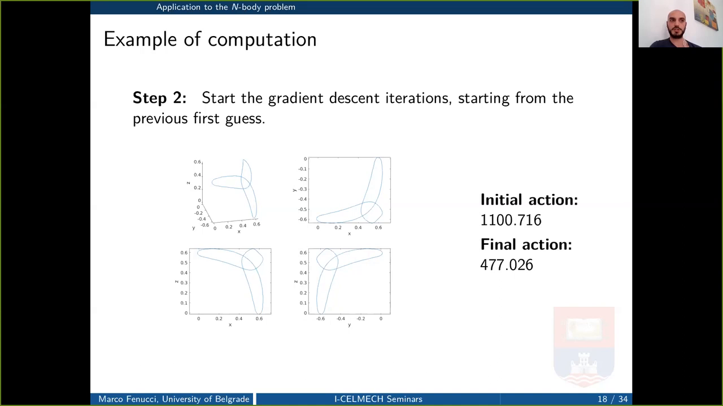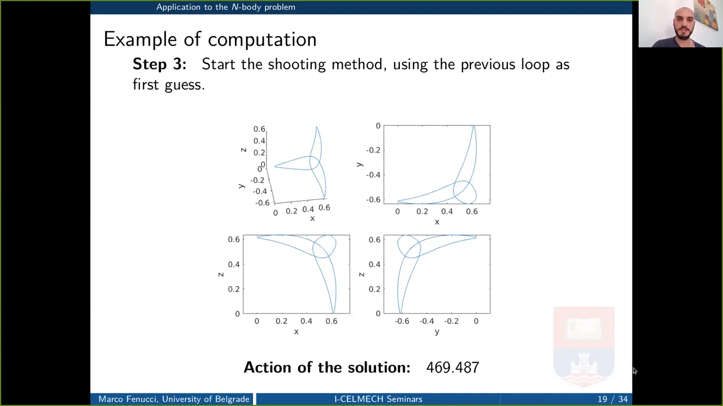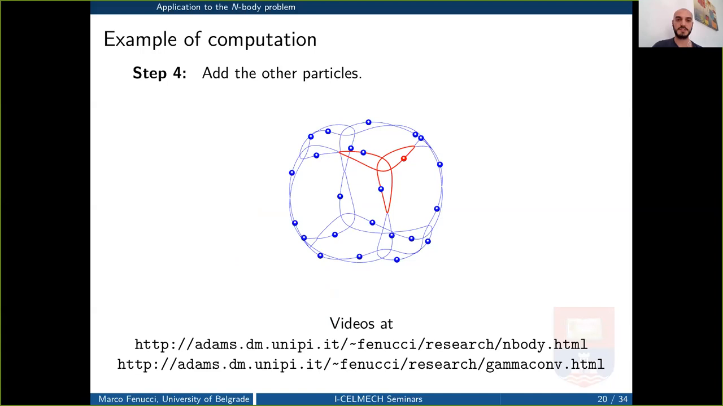So we use the shooting method. We take this loop as a first guess, apply the shooting method, and we find something like this. We can also check the action, and we saw that the action has decreased again. So we are pretty confident that we end up in a minimizer. Then we can also reconstruct the whole orbit, and here we can see some videos, for example, this orbit.